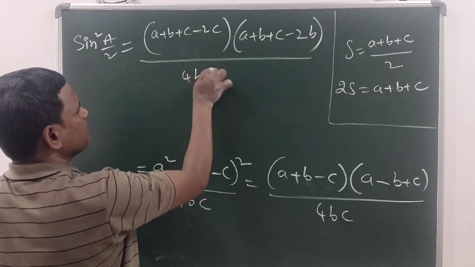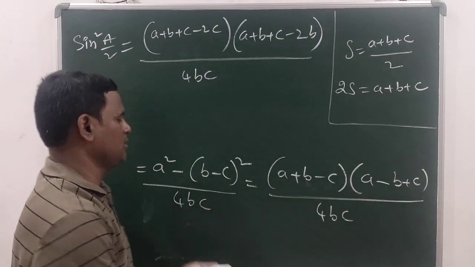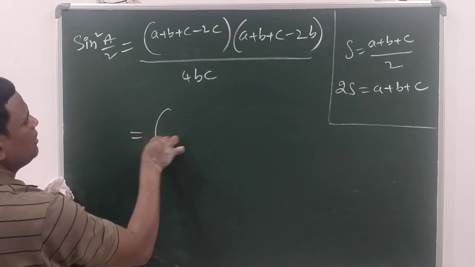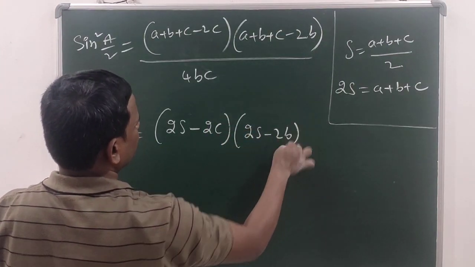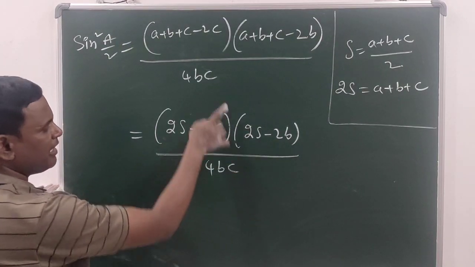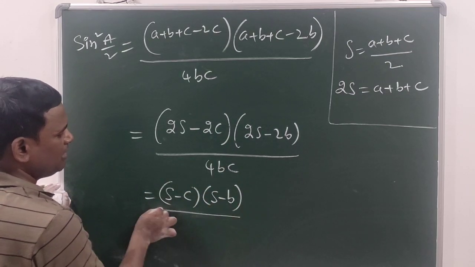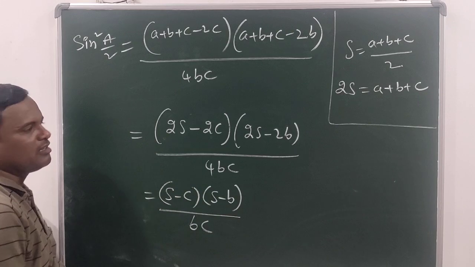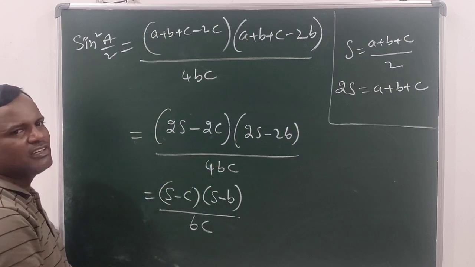By 4bc. Okay students, in the next step a plus b plus c is nothing but 2S. Write a plus b plus c is equal to 2S in this. So that you will get 2S minus 2c and here 2S minus 2b whole by 4bc. Now take 2 common from here, 2 common from here and cancel with the denominator. So that what do you get here? S minus c into S minus b by bc. Okay students, where this 4 has gone? I took 2 common from the numerator, 2 common from here. 2 times 2 is 4. 4 I cancel with the denominator.